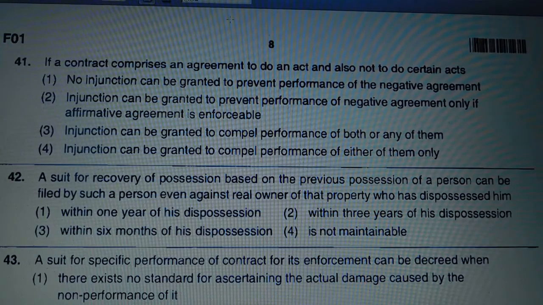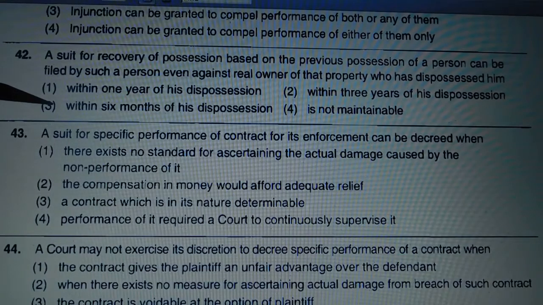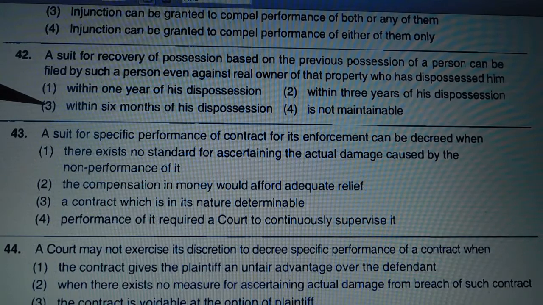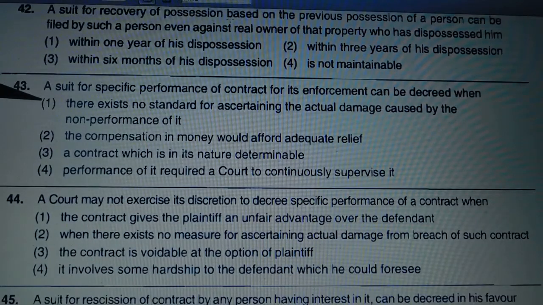Question number 42. A suit for recovery of possession based on the previous possession of a person can be filed by such person even against real owner of that property who has dispossessed him. Answer is within 6 months of his dispossession. Question number 43. A suit for specific performance of contract for its enforcement can be decreed when. Answer is there exists no standard for ascertaining the actual damage caused by the non-performance of it.